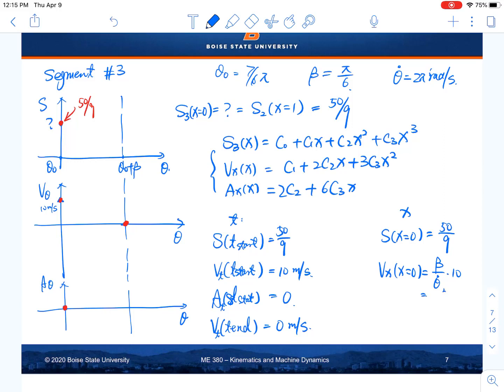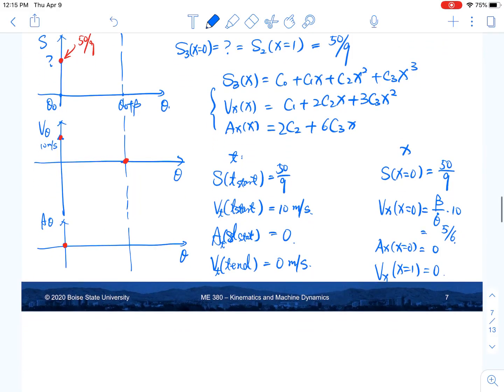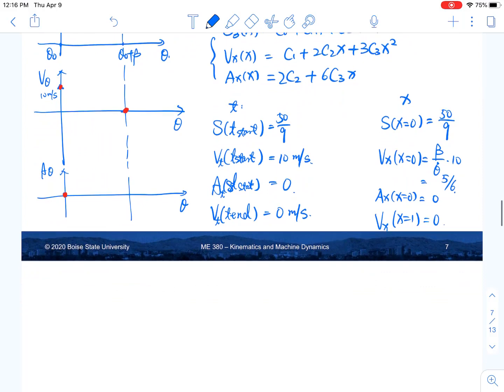So you should have 5/6, and then you have your A(x) at x equal to 0. As I said, if you have 0 in your A and V values, you just directly copy and paste. Your Vt at x equal to 1, that's your V(x), at x equal to 1 is also 0. So 1, 2, 3, 4. You have 4 boundary conditions. You plug these back into these three polynomials. You're able to find your C0, C1, C2, and C3.